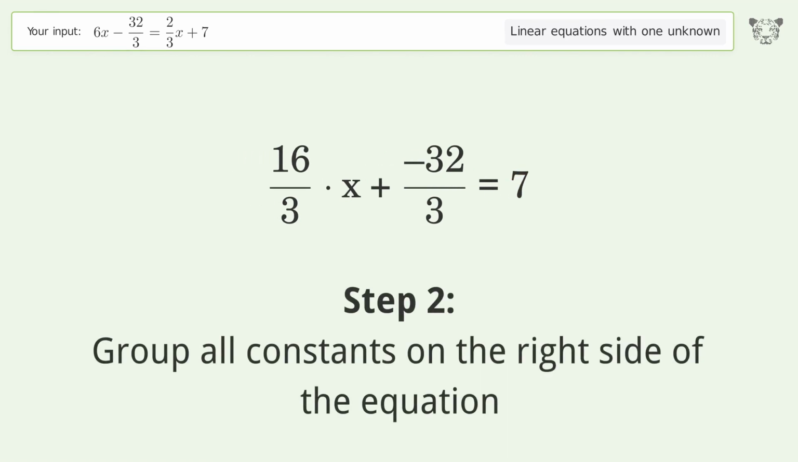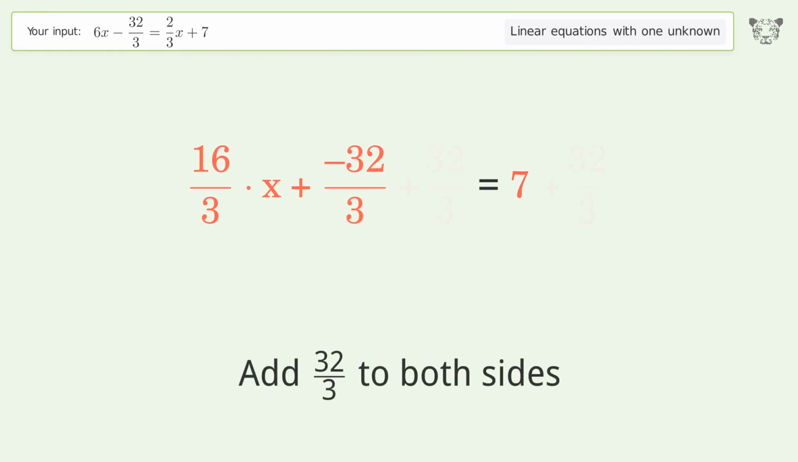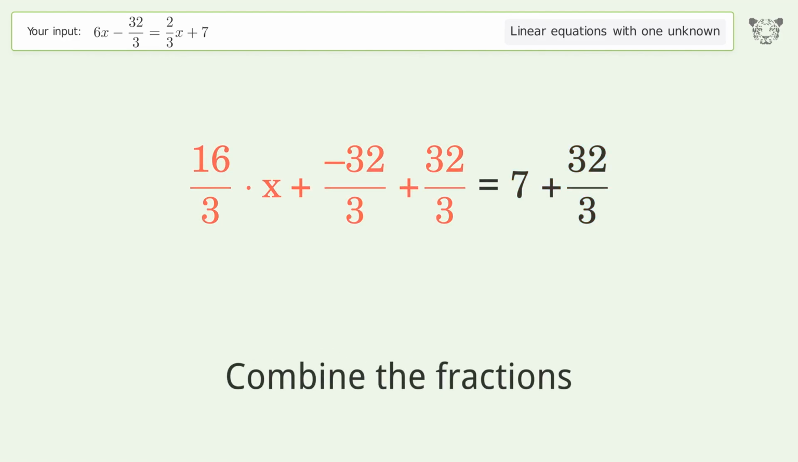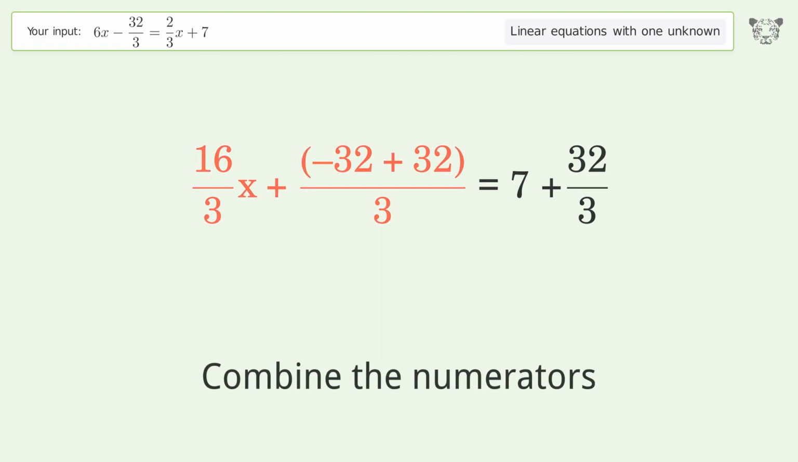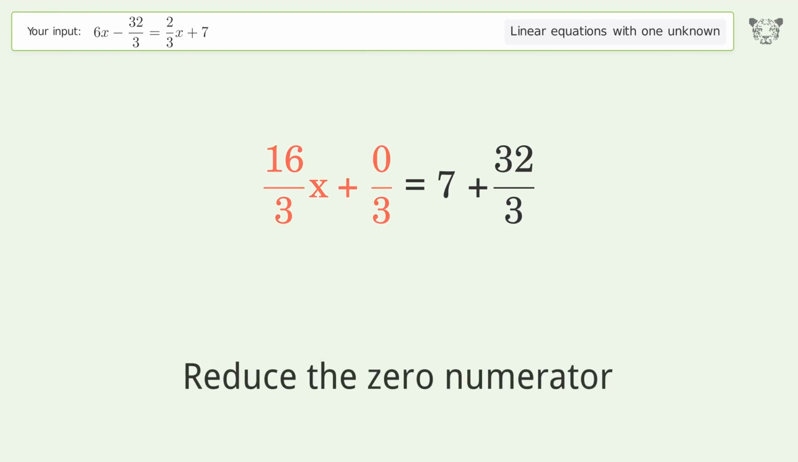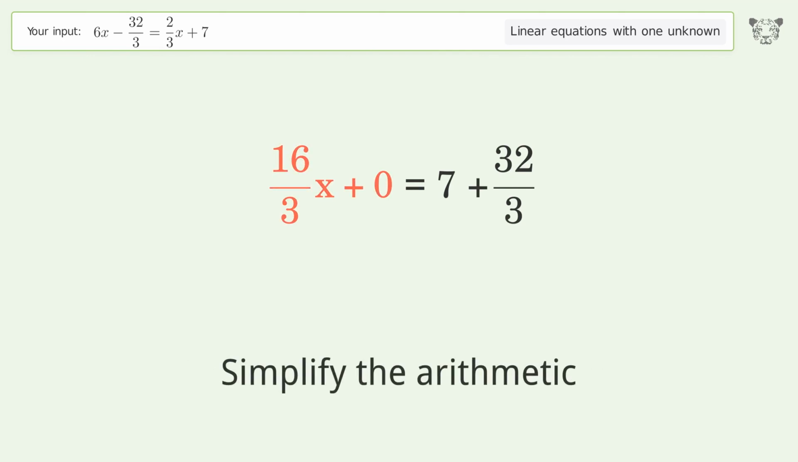Group all constants on the right side of the equation. Add 32/3 to both sides. Combine the fractions. Combine the numerators. Reduce the zero numerator. Simplify the arithmetic.